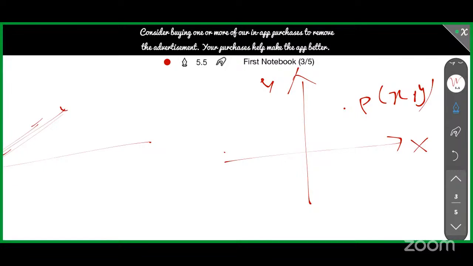Now, this distance is how much? Let me write it as y. Let me write this point as Q. So this distance is y. From O to Q, what is the distance of O to Q? x, sir. OQ is x. Correct? So now this distance.